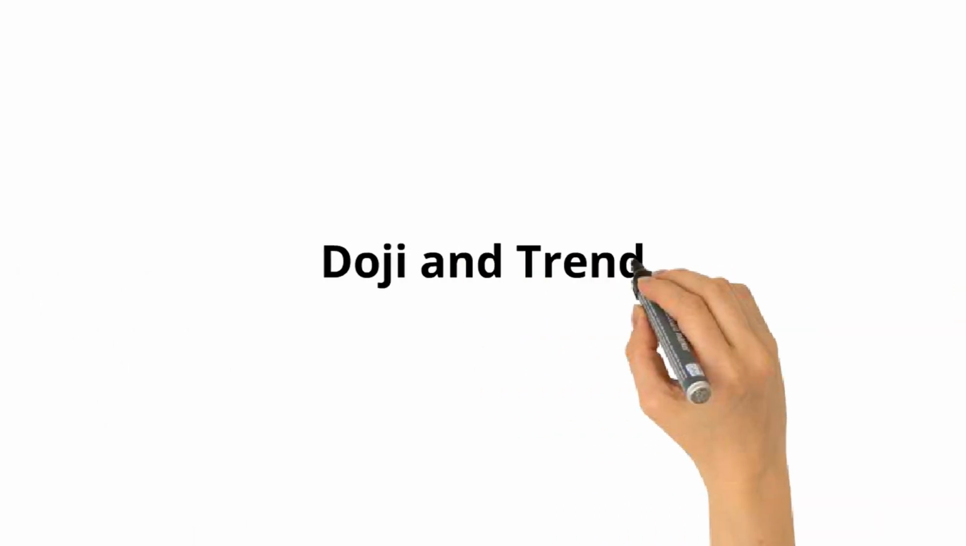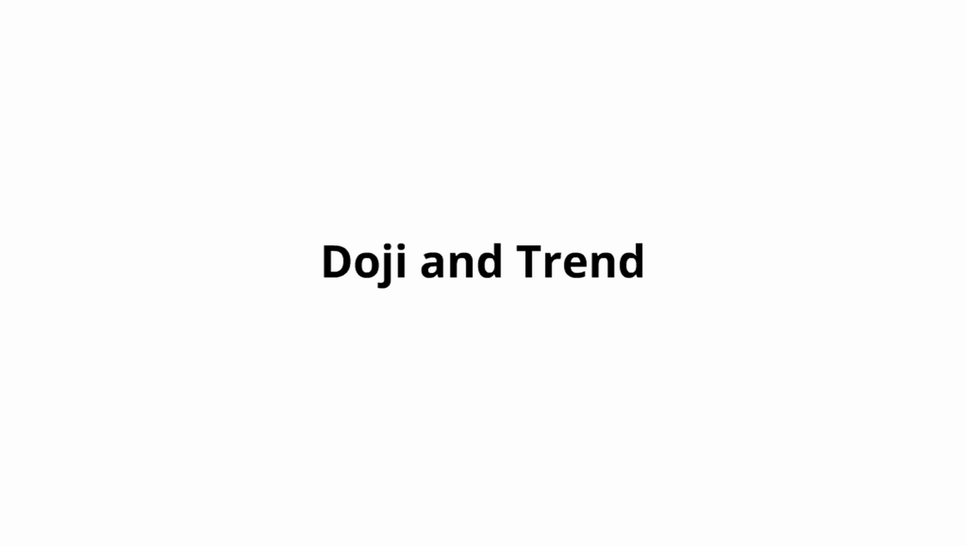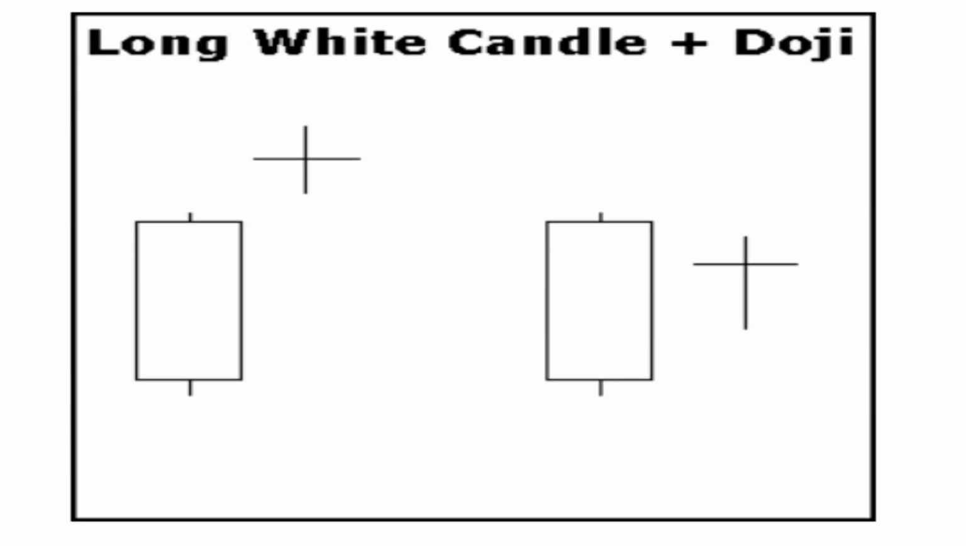Doji and trend. The relevance of a doji depends on the preceding trend or preceding candlesticks. After an advance, or long white candlestick, a doji signals that the buying pressure is starting to weaken. After a decline, or long black candlestick, a doji signals that selling pressure is starting to diminish. Doji indicate that the forces of supply and demand are becoming more evenly matched and a change in trend may be near. Doji alone are not enough to mark a reversal, and further confirmation may be warranted.